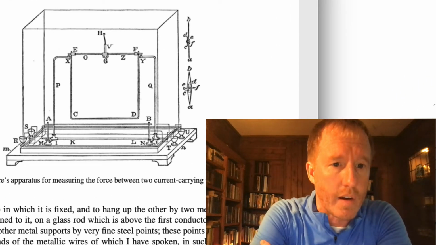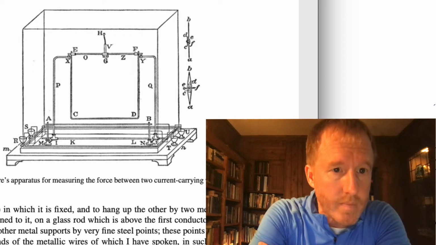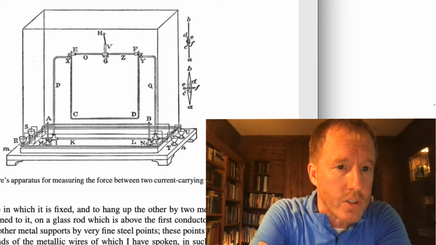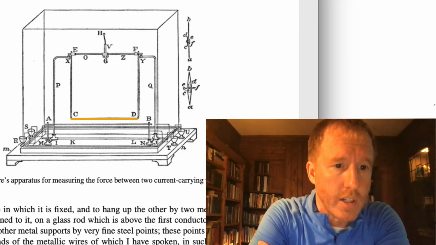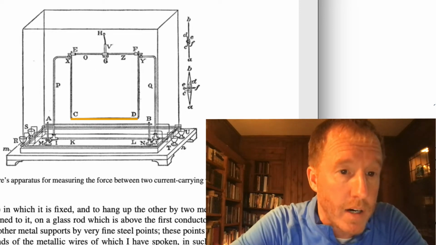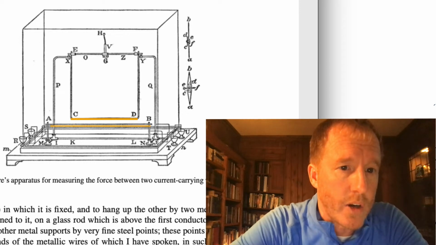And in this diagram, we have a wire that is suspended, and that wire is labeled XCDY. That is a metal wire, and through that metal wire, one passes an electric current. That wire is hanging above another metal wire, that is wire AB.